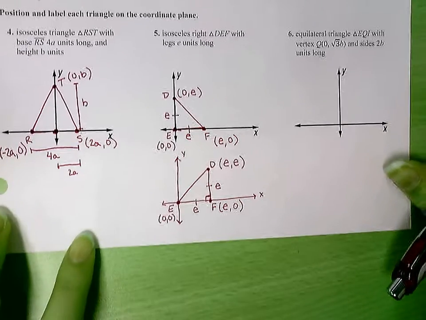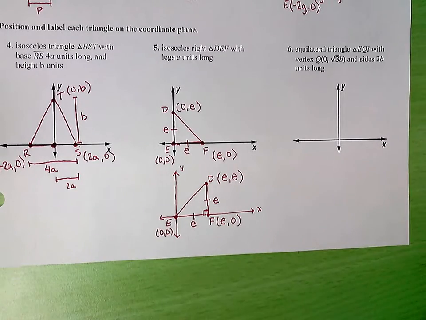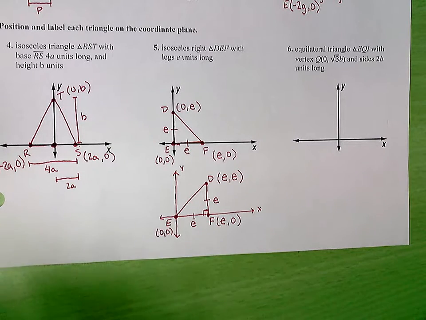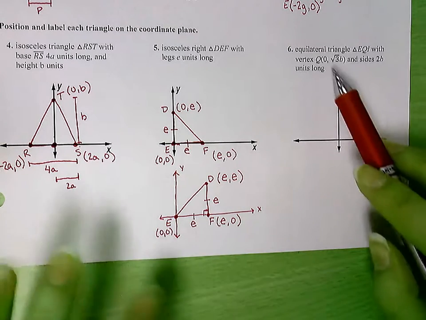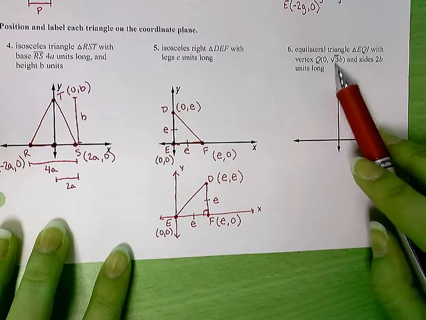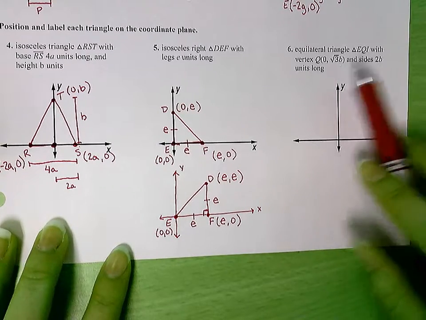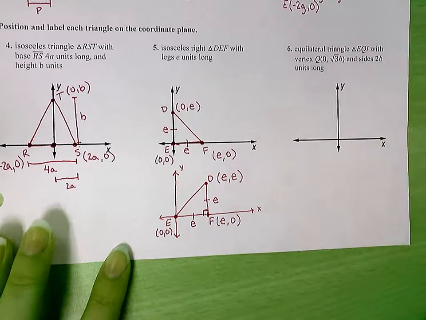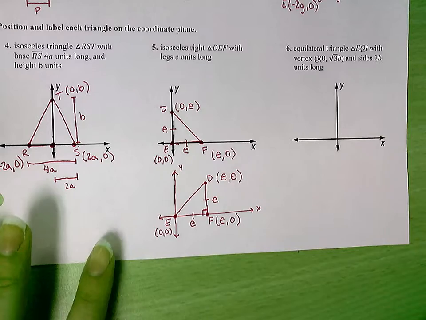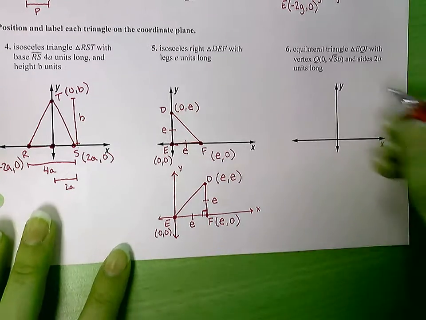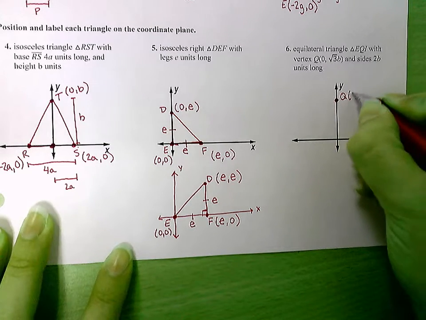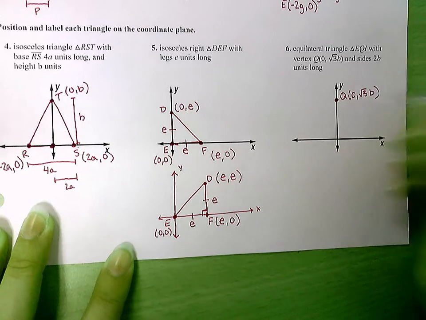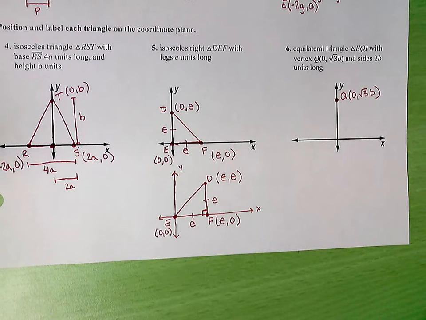Okay, I have one more here. Well, I have another one on the back, but one more drawing it. Number 6, I have an equilateral triangle, E, Q, I, with a vertex Q at 0, square root of 3b, and sides that are 2b units long. Okay, so the vertex, I know what coordinate that's at. Okay, that's at Q, and it's at 0, square root of 3b. So I can just plot that point.